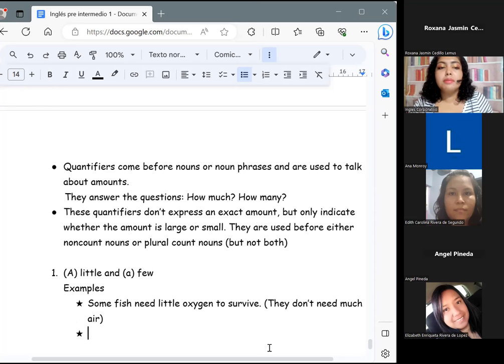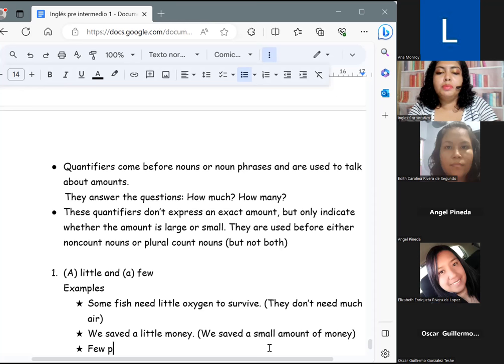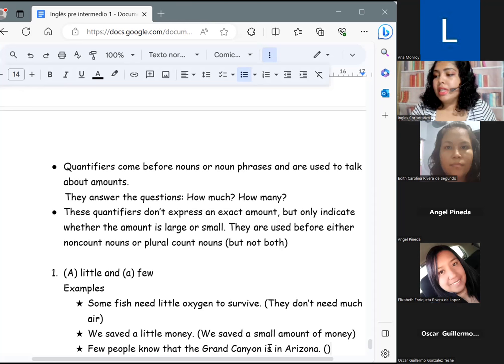Next one. We saved a little money. And in this case, we're saying that we save a small amount of money. Next one. Few people know that the Grand Canyon is in Arizona. And in this case, we have that not many people know this fact.